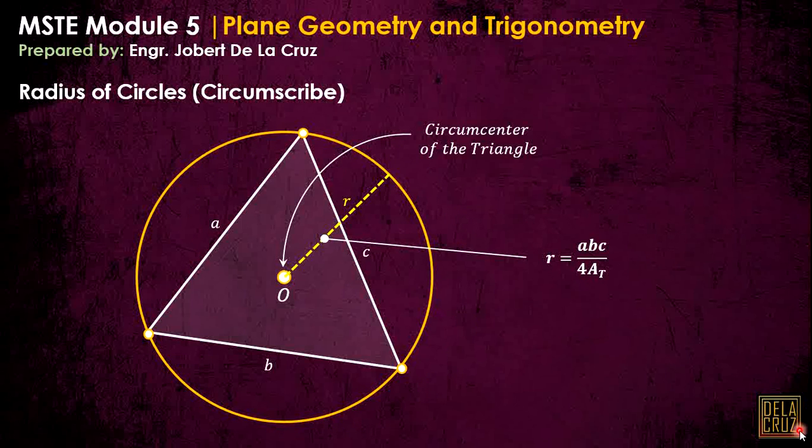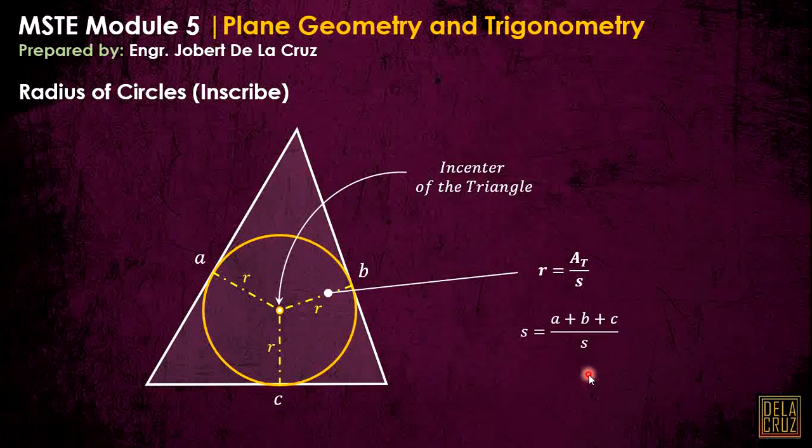Now, let's have the radius of the circle. If this circle is circumscribing a triangle, then the radius can be calculated by this formula: given sides a, b, c, divided by 4 times the area of the triangle, where R is the radius of the circumscribing circle. If the circle is inscribed, meaning the circle is inside the triangle, then this is the relationship: the radius of the inscribed circle equals the area of the triangle divided by the semi-perimeter, and the semi-perimeter is given by this formula.